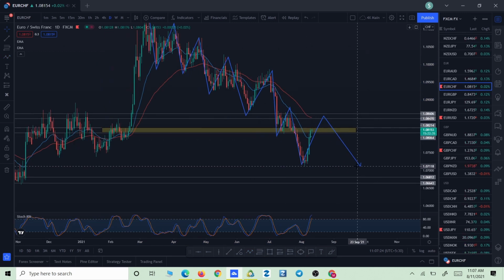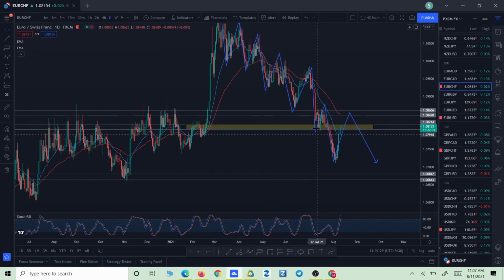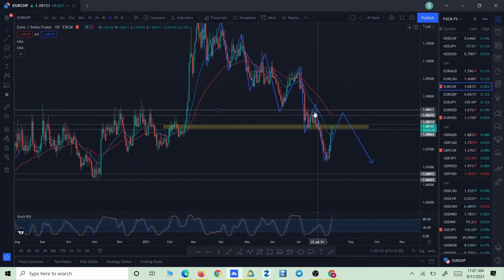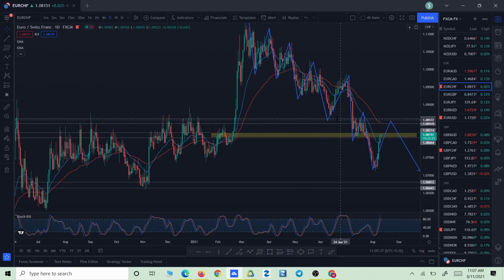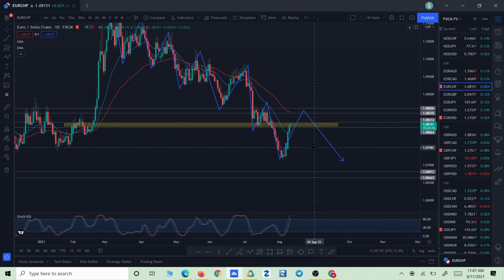Now we will talk about the confluences. As we can see, both of these zones have been retested multiple times. If we check this one here, here, here, here, here, here, and if we check the other zones above, here, here, here, here, here, here. So we can see both of these zones have been retested multiple times.